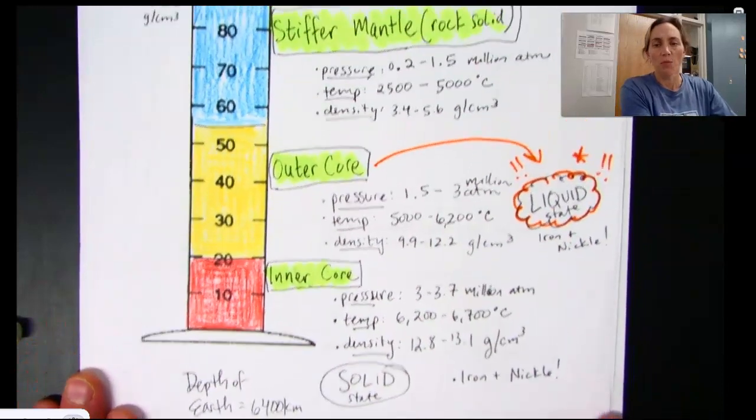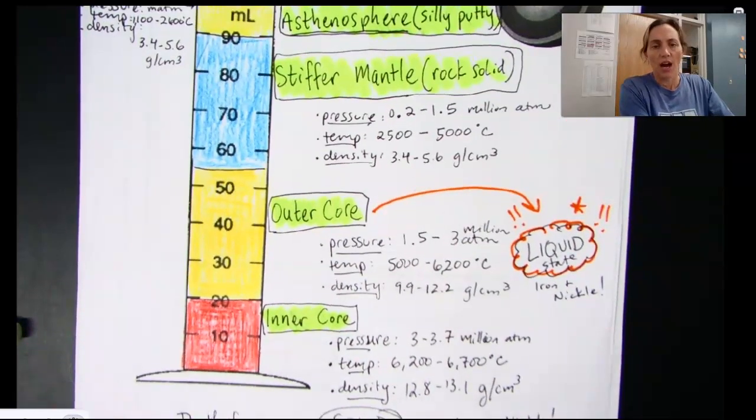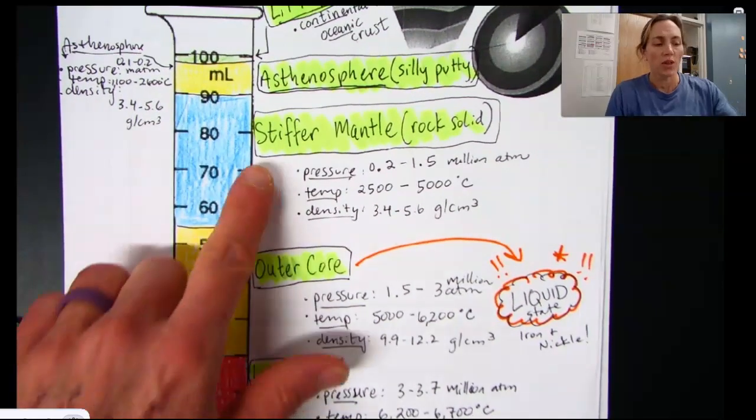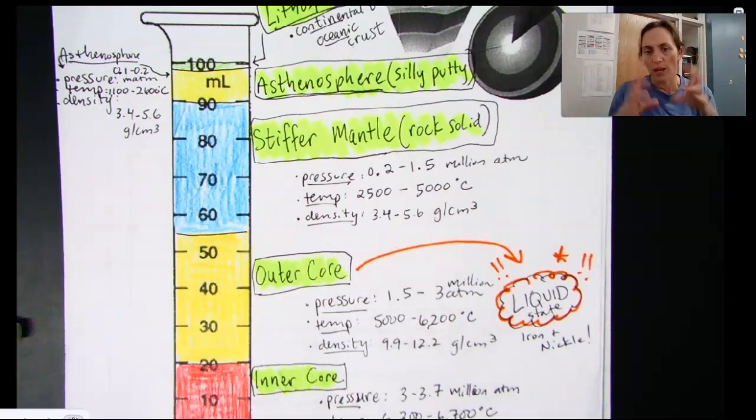All right, so moving it down. Actually, we are going towards the surface. So the lower mantle, the stiffer mantle, the rock solid mantle, it's hot, but it's a solid, and it's super hot. It's under a lot of pressure, and you notice that its density is decreasing. So as we work our way to the surface, density is decreasing, temperature is decreasing, and pressure is decreasing.